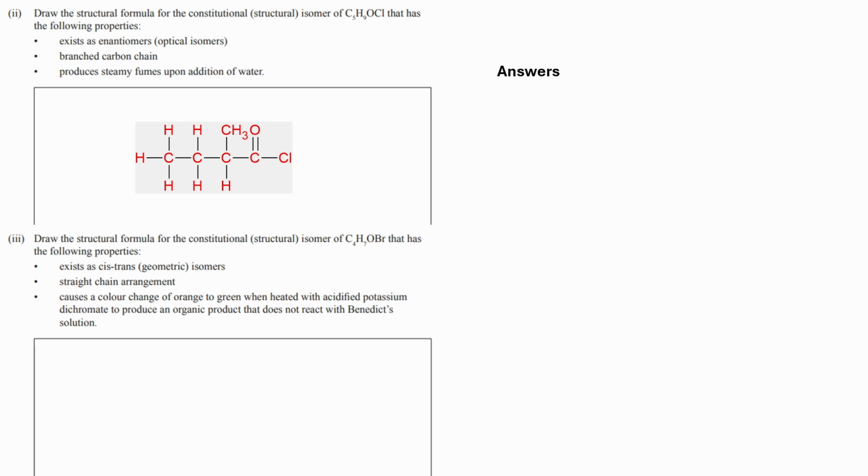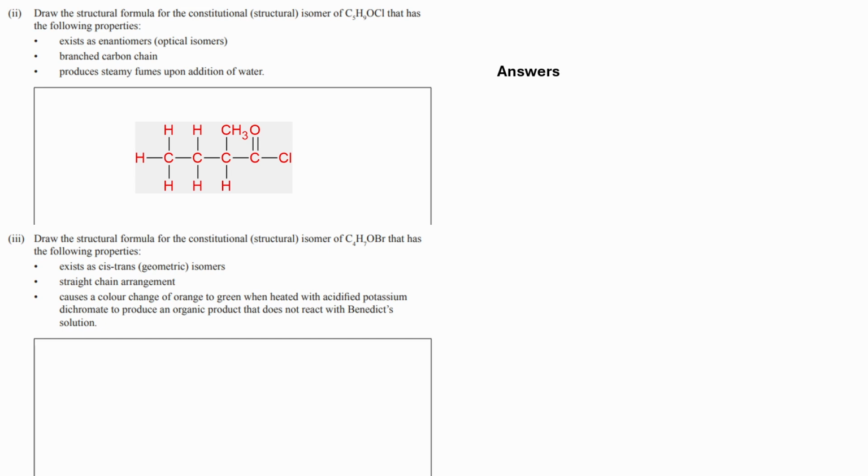The next one. Okay, so we have a different structural formula, C4H7OBr. Exist as cis-trans geometric isomers. Okay, must have a double bond. And straight chain arrangement, 4 carbons in a row. Causes a color change from green to orange to green when heated with acidified dichromate. It produces an organic product that does not react with Benedict's solution.